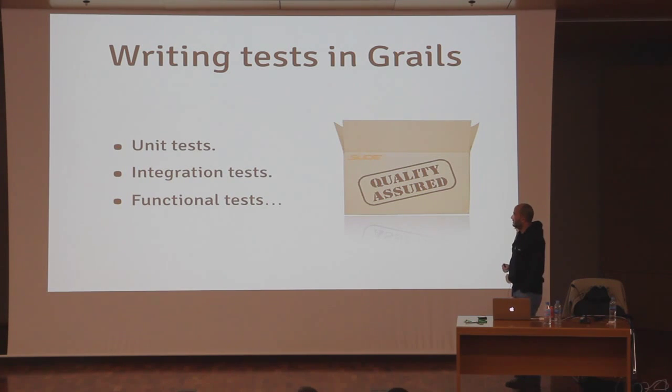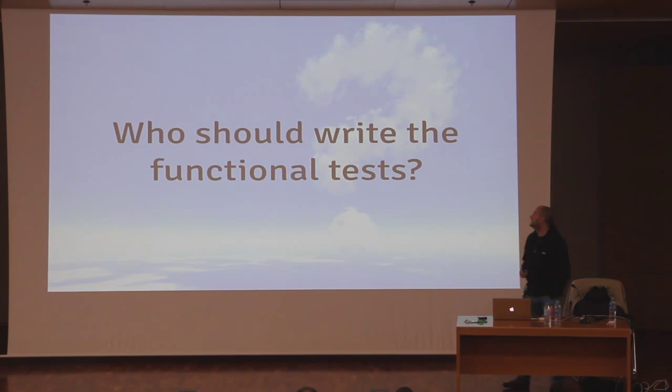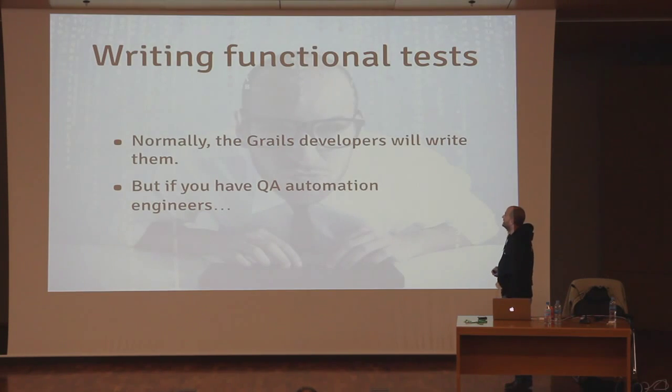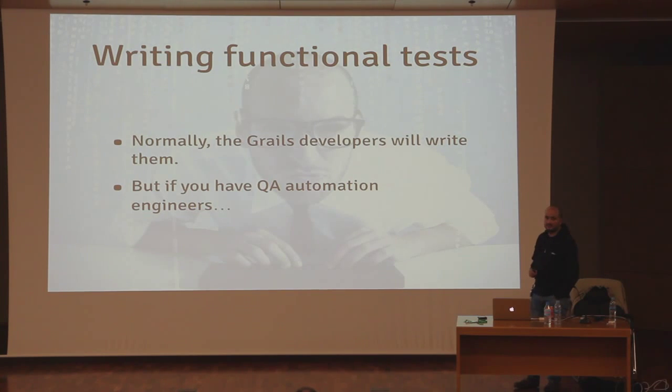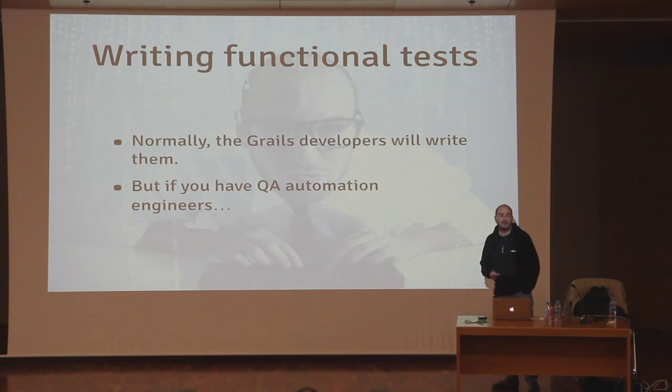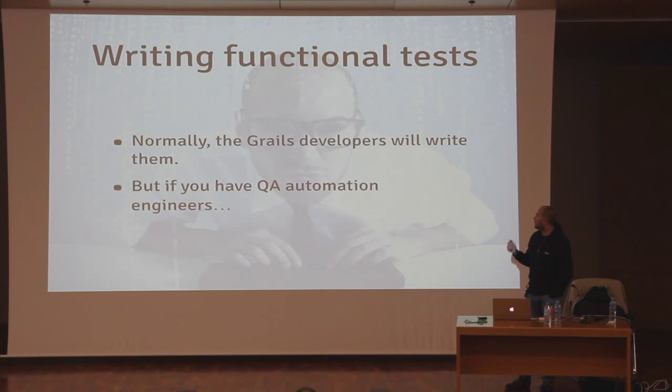I think it is clear that it is a developer responsibility to write the unit tests, probably the integration tests as well. But regarding the functional tests, we may ask, who should be responsible for writing them, right? Normally, the Grails developer will write the functional tests. So we know how to do it. We know that we have Spock and Geb, or Cucumber or whatever. But the problem comes when you have a QA automation engineer.